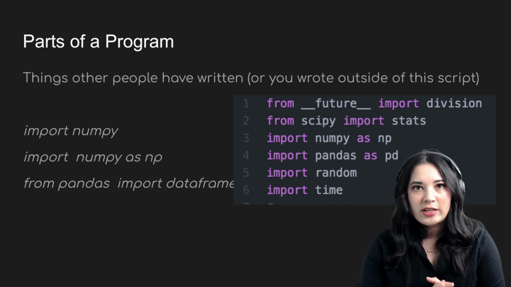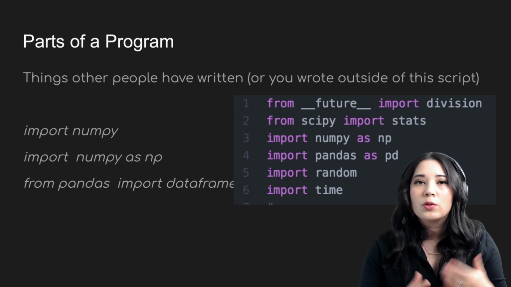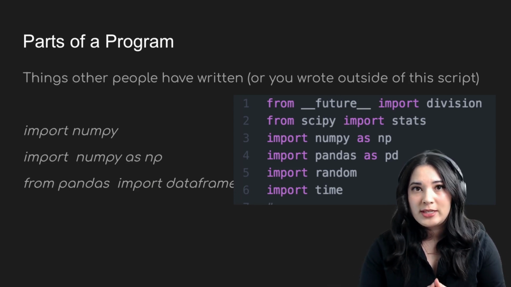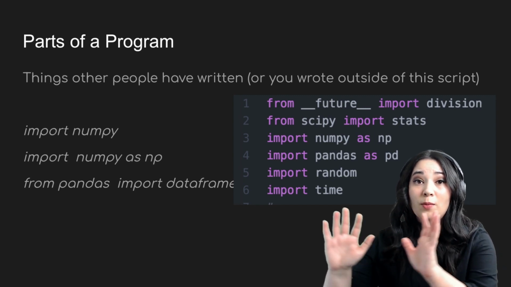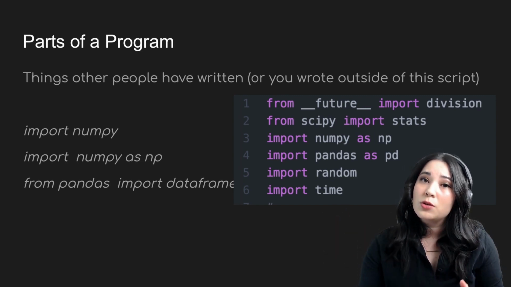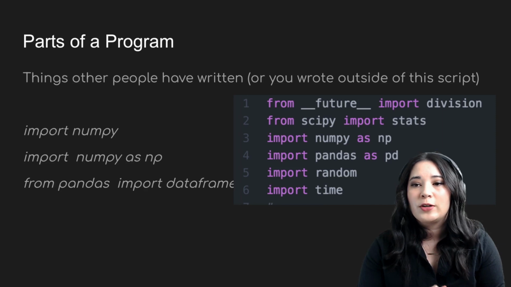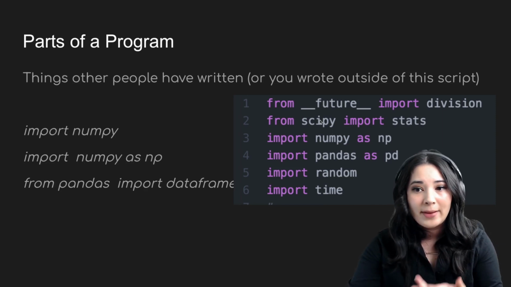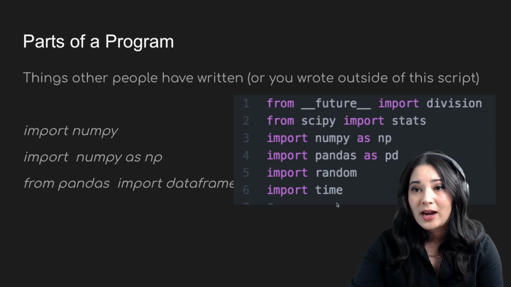While we write really simple code right now, if you look at any Python file, you might see the very top of the file having a bunch of import statements. We'll talk about this a bit more later as we actually use them, but import statements are a way of importing code that someone else wrote so that you can use it in your program. For instance, here you can see we're importing packages called scipy, numpy, pandas, random, and time.